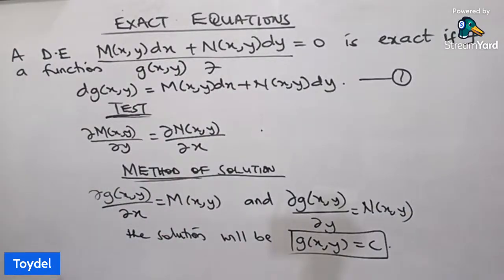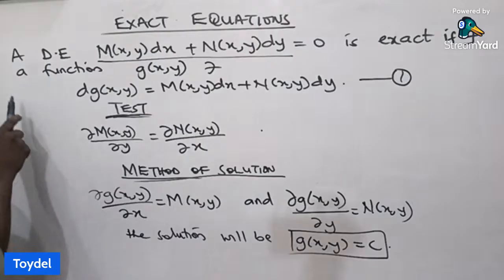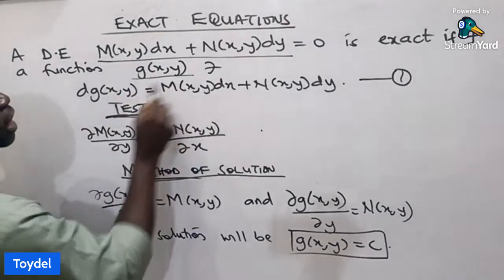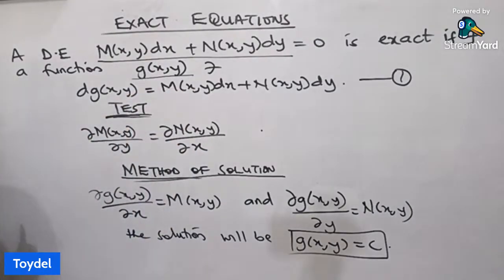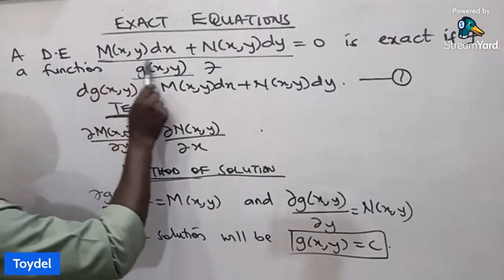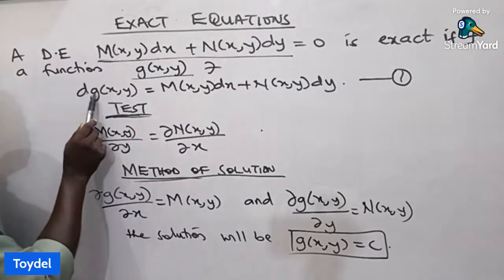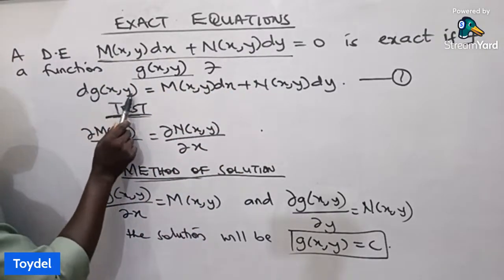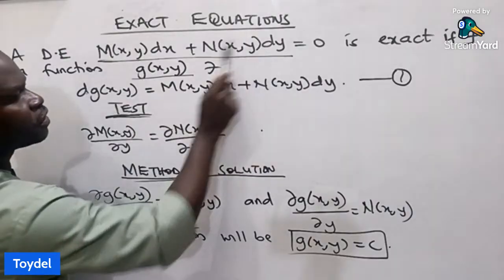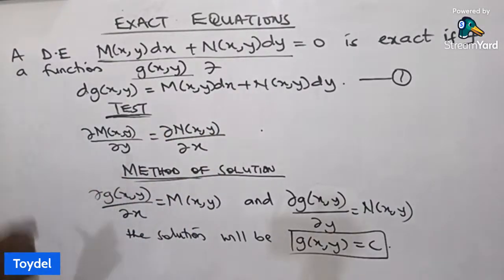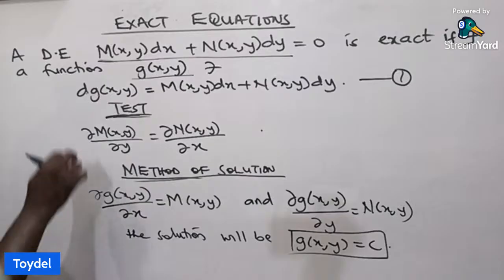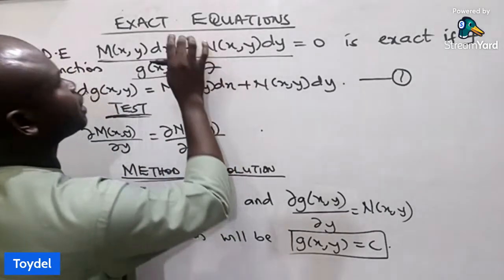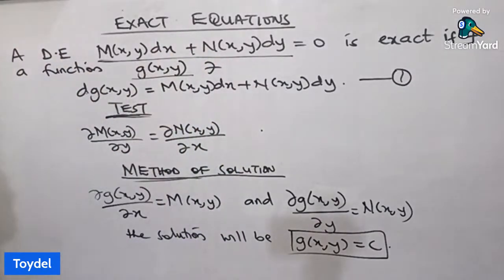How do we know that it is exact? If there exists a function g(x, y) such that its differential is equal to the given differential equation, and it's named equation 1. So if we're able to rewrite it in this form, then that differential equation is an exact equation.